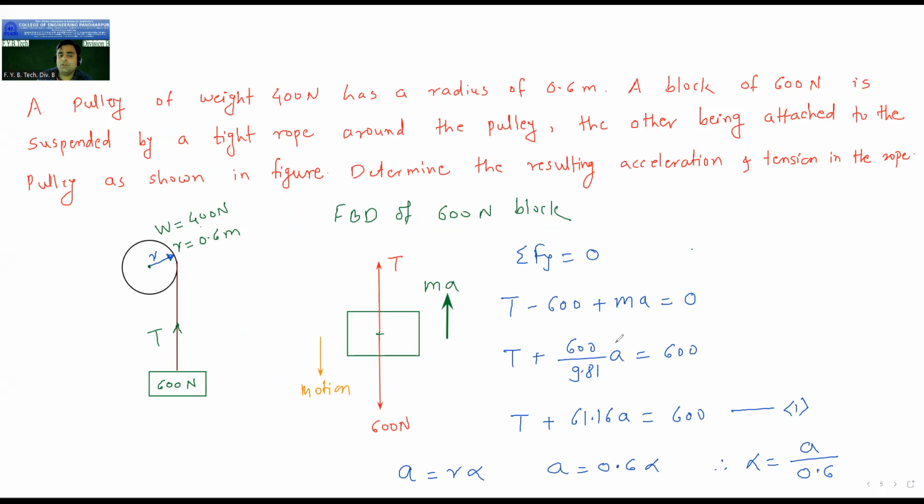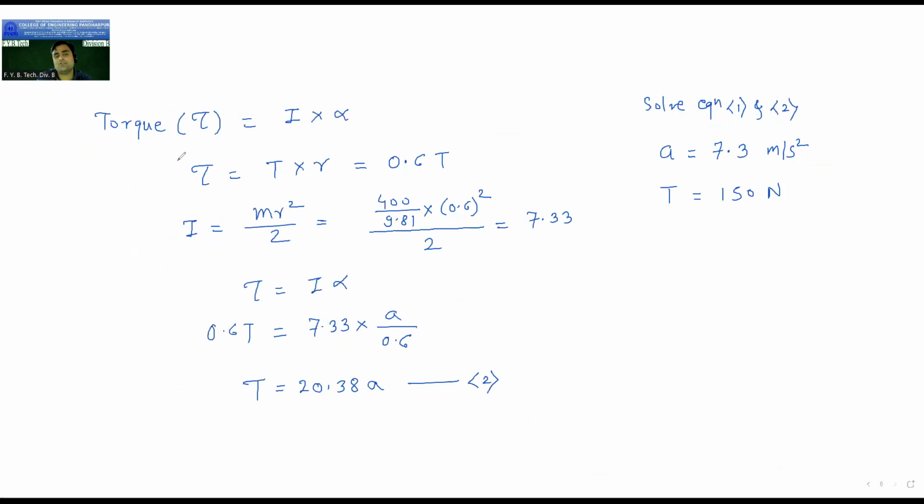So this is the normal thing for this block, but if the weight of the pulley and the radius of the pulley is given, then you should use the further approach like this. You have to use this equation, torque is equal to I alpha, and then you need to solve the problem.